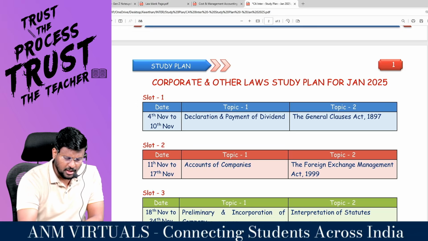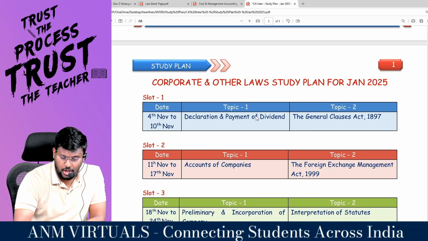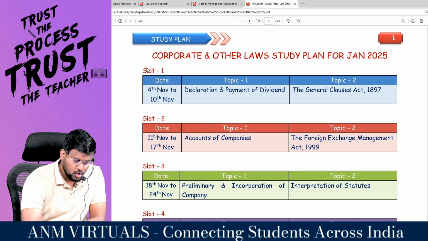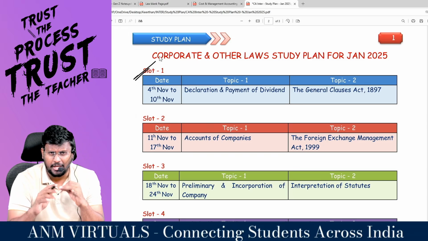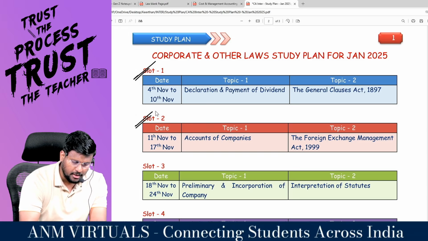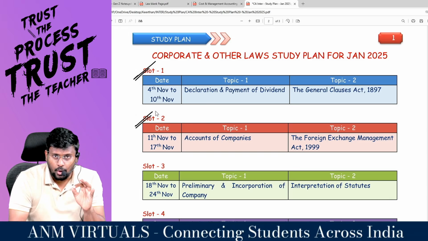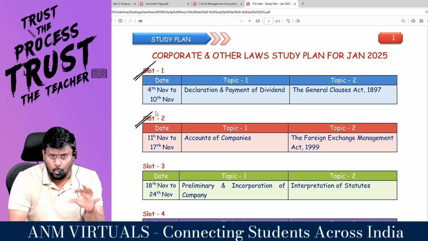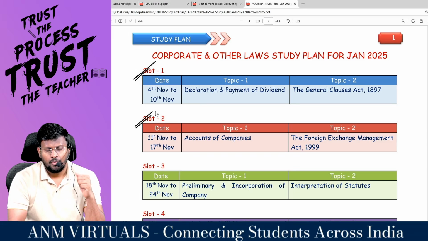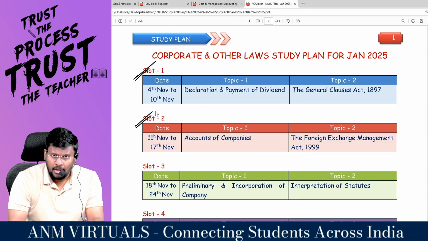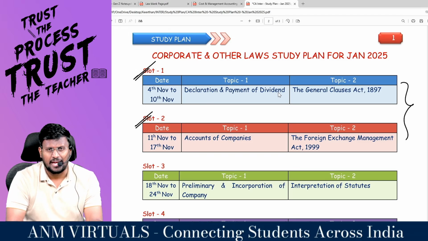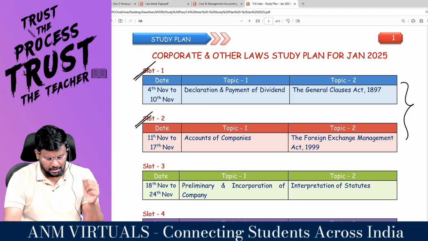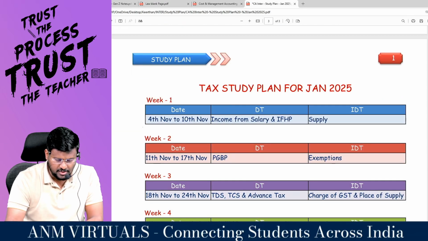And number 2, with regard to law, you would have completed declaration and payment of dividend and general clause act. Slot number 2, this week, you have to focus on accounts of company, a very important topic, and FEMA, a very, very important topic, my dear lovable students. Sir, with regard to law, we have introduced one workbook which is available in our Telegram channel. If you want, you can go through that and prepare along with those questions. Declaration and payment of dividend, general clause act, you have to keep on revising that part. This is what you are supposed to complete this week.